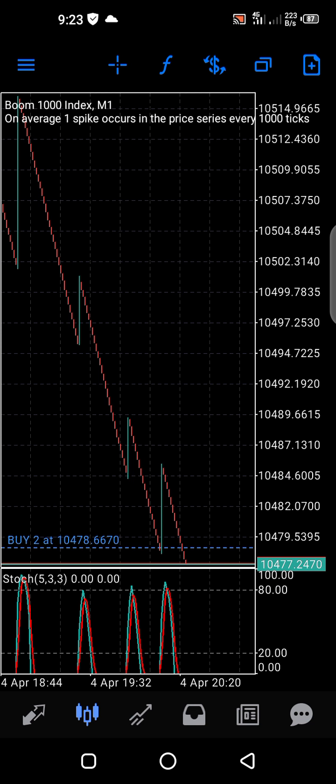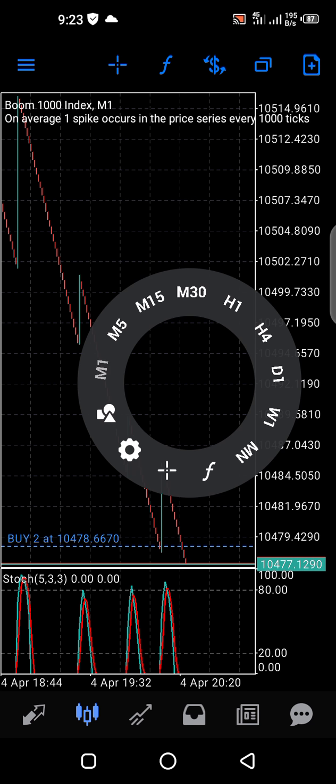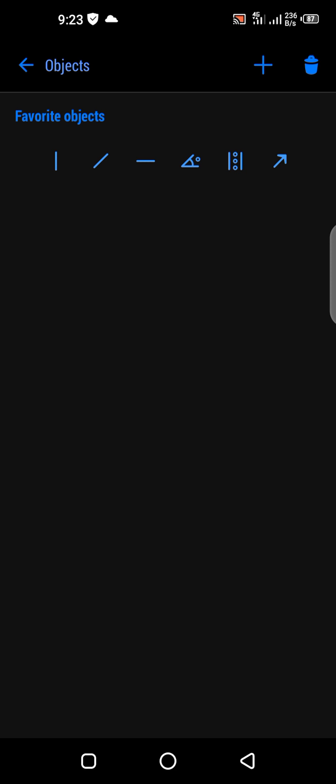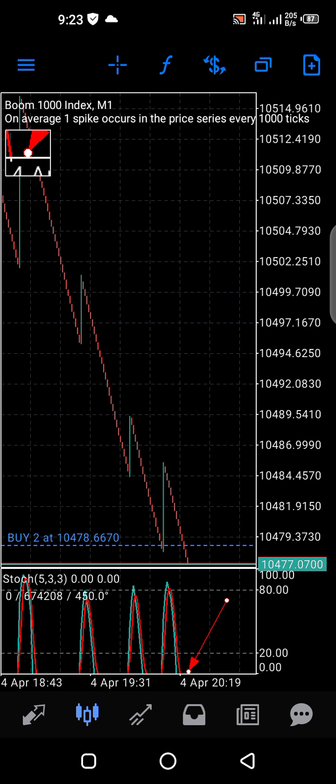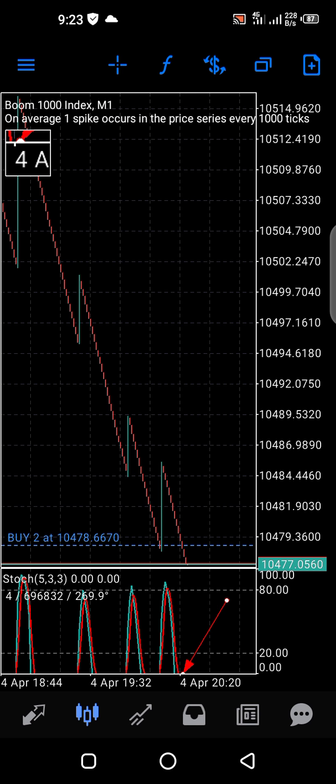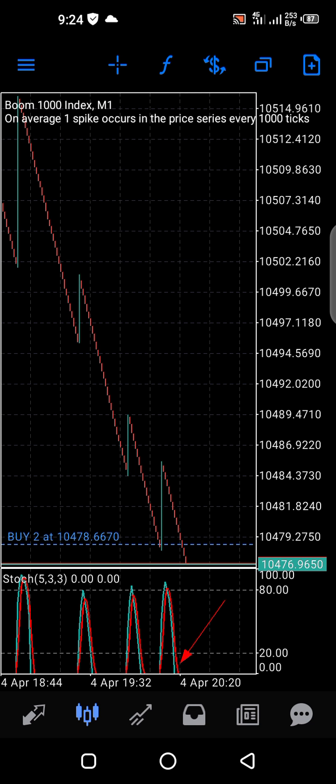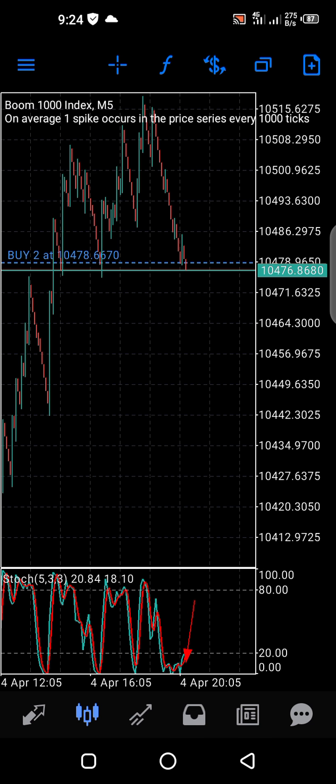Now you can see that on 1 minute time frame, this is stochastics and the settings. I'll later show you the settings. You can see on the stochastics here, it has gone down. It means that probably we're expecting a spike very soon on the stochastic. And don't forget, we are using time frame 1 minute. Now let's go back to 5 minutes, and you can see exactly what is happening.